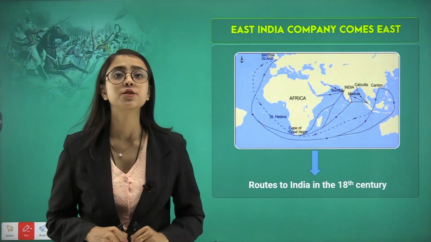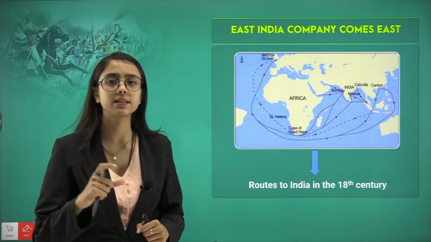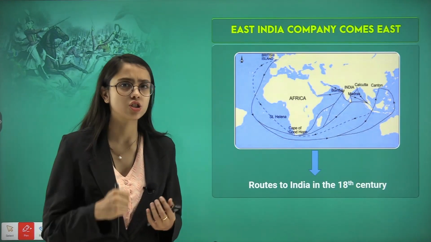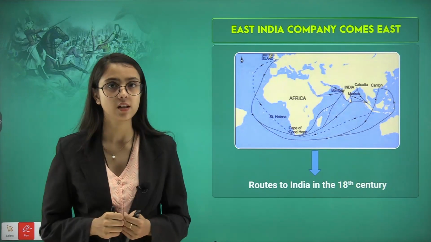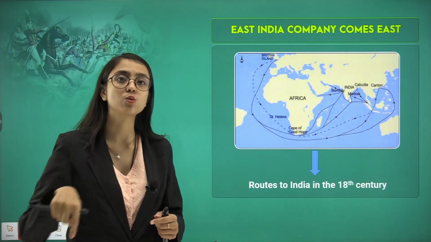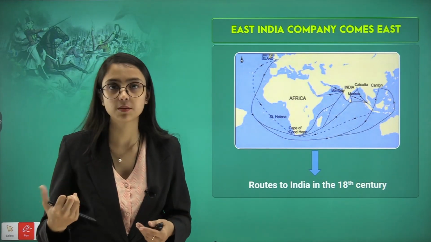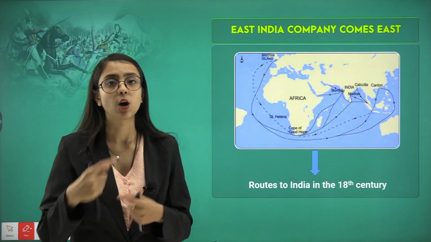So, now let's talk about how this British East India Company came to the east, came to India. How did they reach India? Earlier there were no planes that you can take and go anywhere, right? So, they had to discover the route to India on their own. There were no maps, there was no Google Maps at that time, right? So, what was the discovery and how did they reach India?